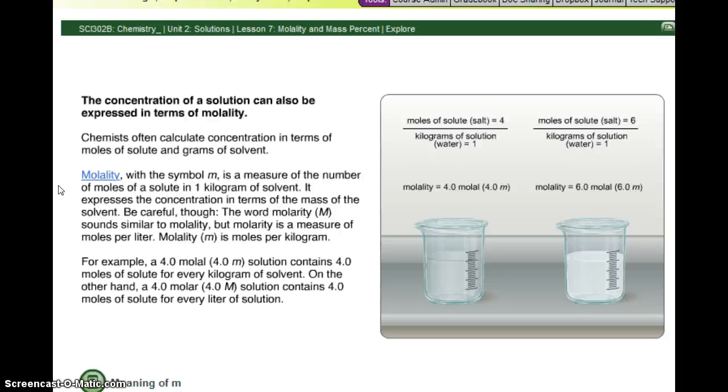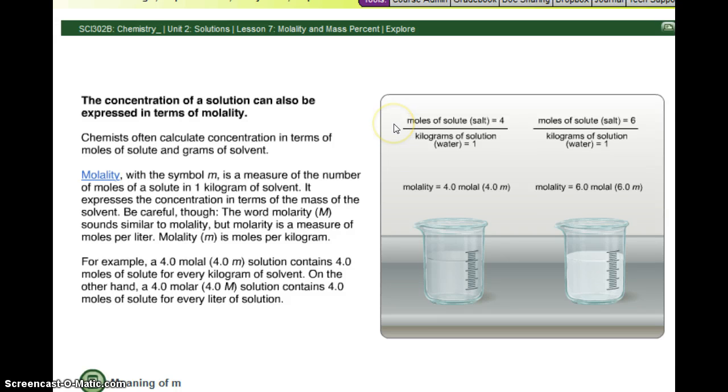Be careful though, the word molarity, capital M, sounds similar to molality, but molarity is a measure of moles per liter. Molality, little m, is moles per kilogram. For example, a 4.0 molal, or 4.0 little m italicized, solution contains 4.0 moles of solute for every kilogram of solvent. On the other hand, 4.0 molar, or 4.0 capital M italicized solution contains 4.0 moles of solute for every liter of solution. So that's the big difference.